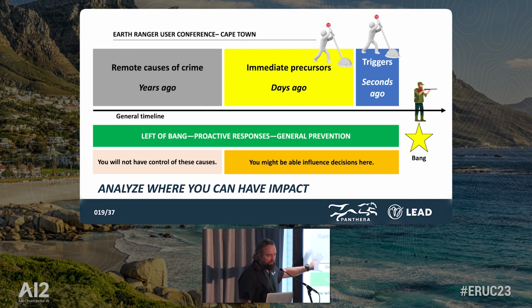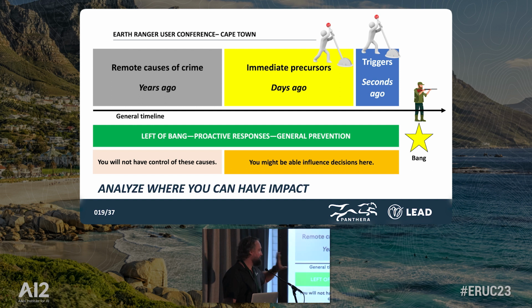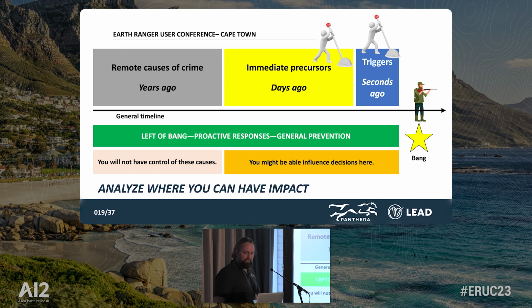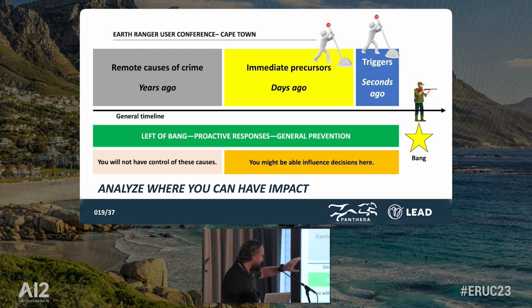Those remote causes of crime are difficult. Eradicating poverty is difficult. It's not saying we shouldn't be working towards it, but from an operational perspective, most wildlife protection teams aren't going to be working in that sphere, right? So what we want to be looking for is maybe some of these immediate precursors, because we might be able to influence here, right? We might be able to find levers related to those decisions that are happening in people's heads closer to the crime event or to the problem.